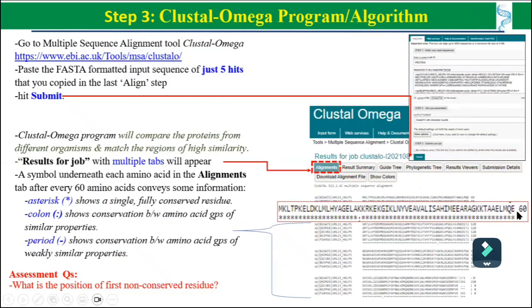If you look at this red box, and here you look at these stars. These stars are asterisks. If you see an asterisk, it shows a single, fully conserved residue. This means all the amino acid residues that you're seeing here with asterisks at the bottom are fully conserved. They're all found in all 5 proteins, right? If you see a colon, like the one you're seeing here, it shows conservation between amino acid groups of similar properties. It shows that if this K, which is the single letter representation of an amino acid residue, stands for lysine, I believe.